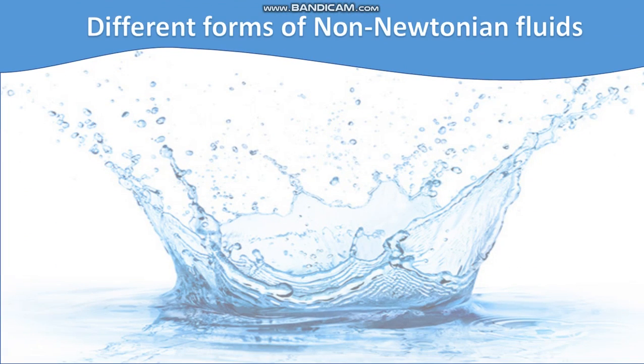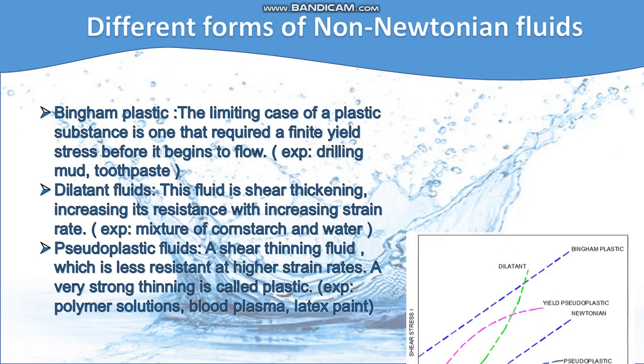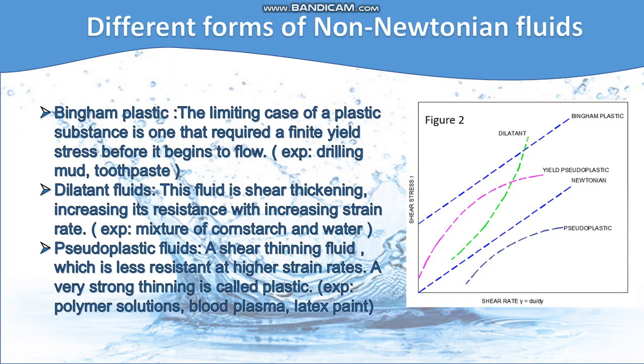Different forms of non-Newtonian fluids. The viscosity of non-Newtonian fluids can take various forms, some of which are outlined in figure 2. They are Bingham plastic, dilatant, pseudoplastic, and yield pseudoplastic. Bingham plastic is a material that behaves as a rigid body at low stress. This behavior is exhibited by suspensions of solids in liquid, paint, and so on.